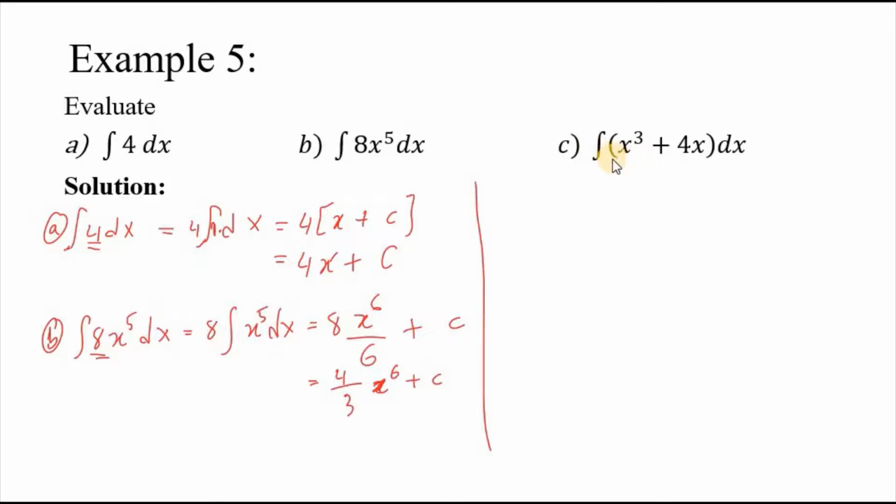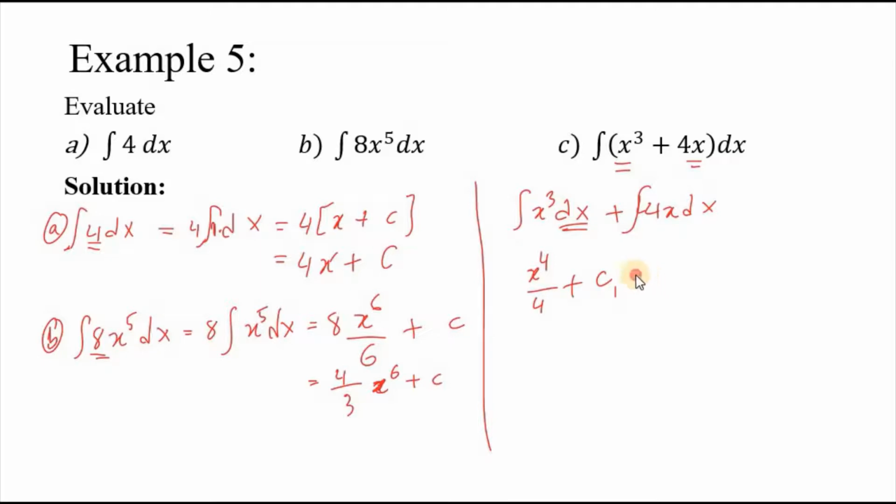We can find the integration of each one of these and then add them at last. So this is equal to the integration of x to the 3rd power dx, don't forget that dx, plus the integral of 4x dx. So now we find the integral of each function individually and then add them at last. So the integral of the first one is x to the 4th power over 4 plus c.